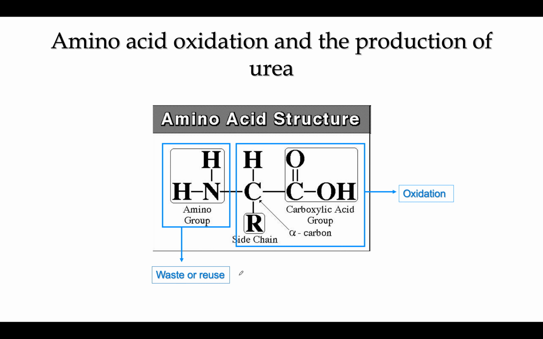Basically, if you look at the structure of amino acid, and by now you should be very familiar with it. In the structure of amino acid, this is the alpha carbon. We go back to the first or the second lecture where we talked about this, and then we have the side chain, and then we have the carboxylic acid group, and then we have the amino group.